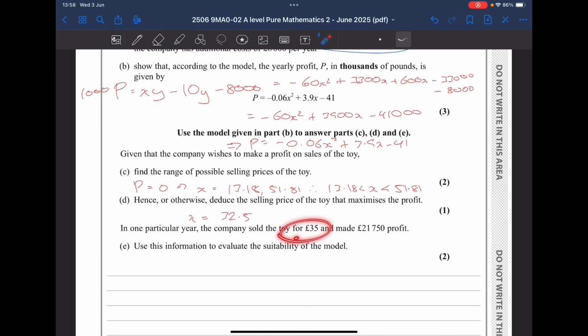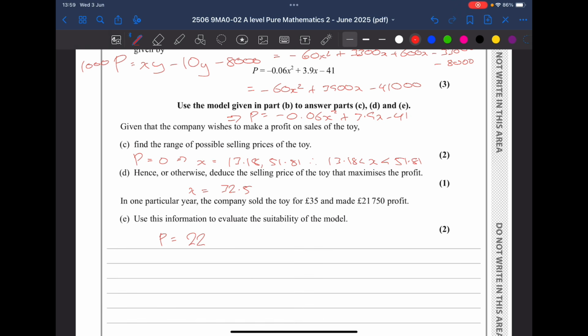In one year, the company sold a toy for 35 and made 21 grand profit. Evaluate the suitability of the model. So as we plug in the value of 35, what do we get? So doing that, we'll have negative 0.06 answer squared plus 3.9 answer minus 41. We get 22. That refers to 22,000.